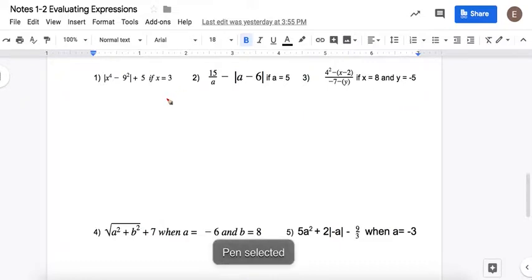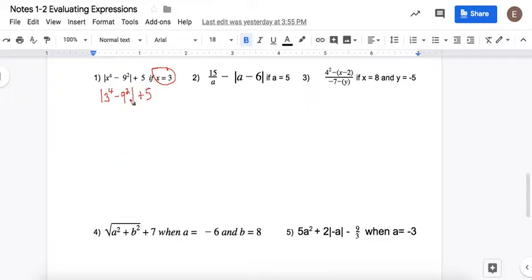And we see number 1. We have if x equals 3. So we're going to circle x equals 3, and we're going to take out all the x's and put a 3. So 3 to the 4th power minus 9 squared. Close your absolute value plus 5.